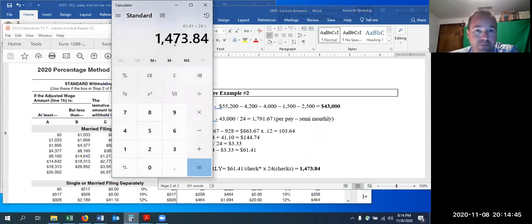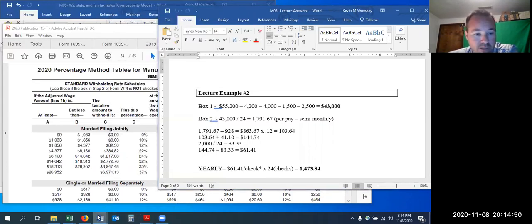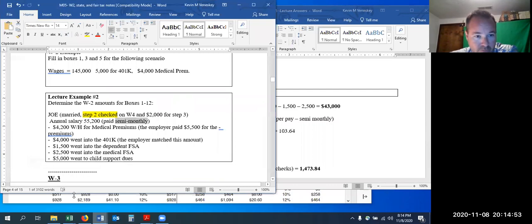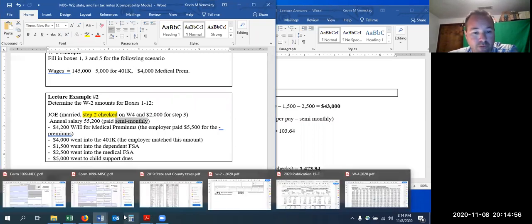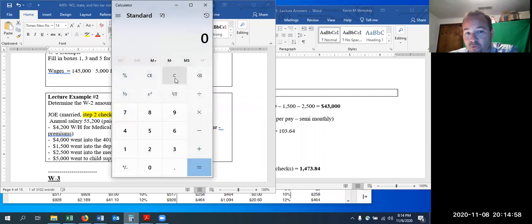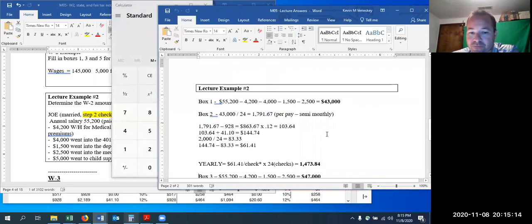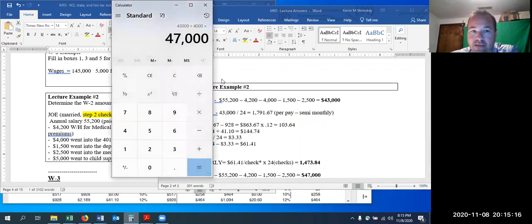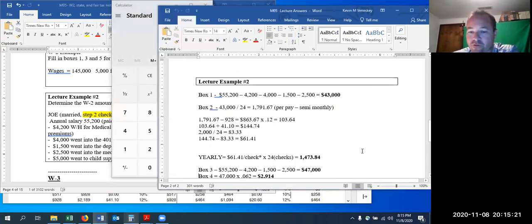Now box 3. The easiest way to do box 3 is to start with your federal 43,000 and simply add back the amount that went into the 401k, because you can't subtract it. So 43,000 plus the 4,000 is 47,000. So 47,000 would be box 3, nowhere near the cap. Take that times 0.062. That should be box 4, the 2914.